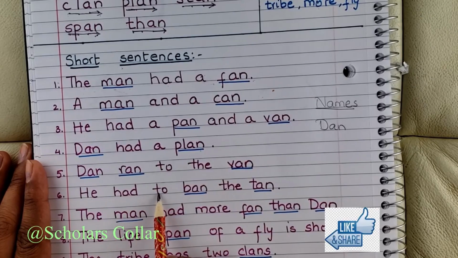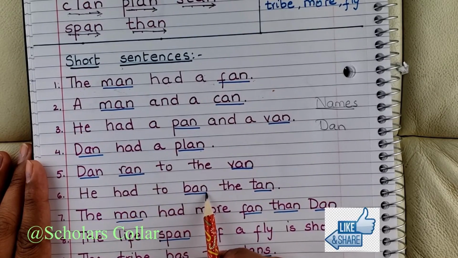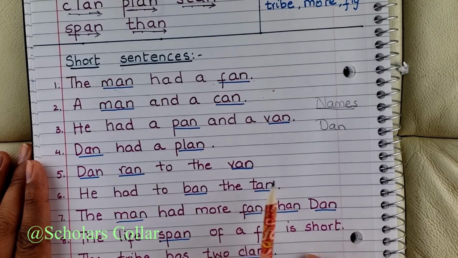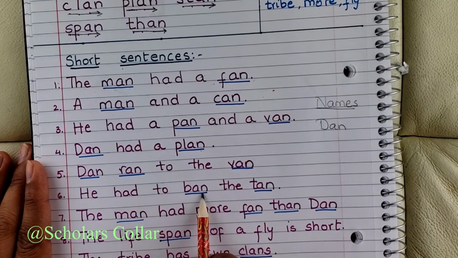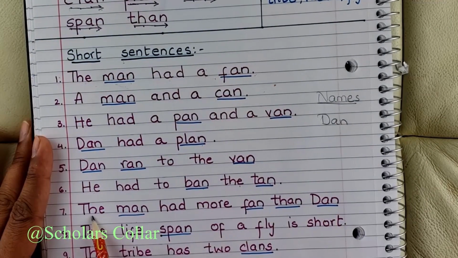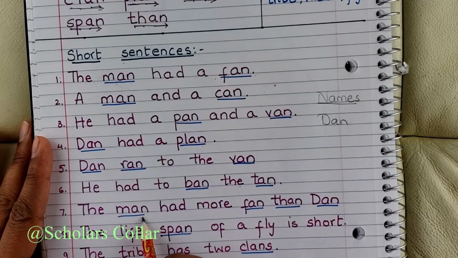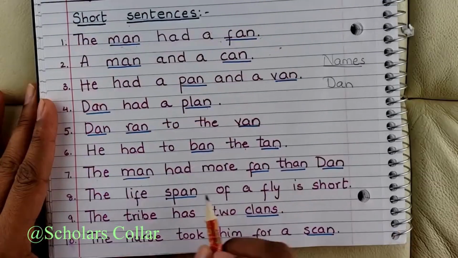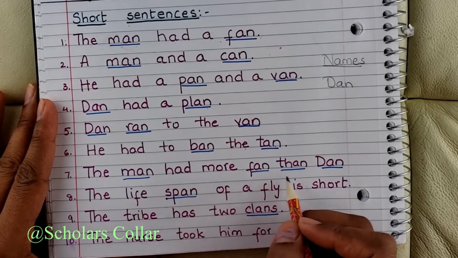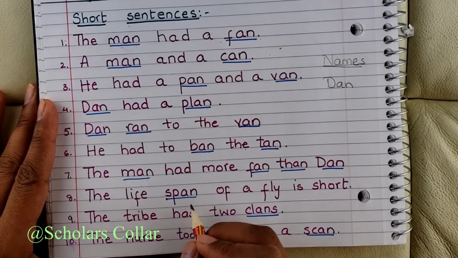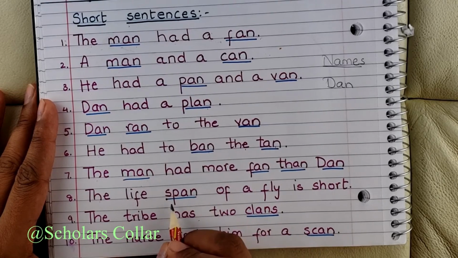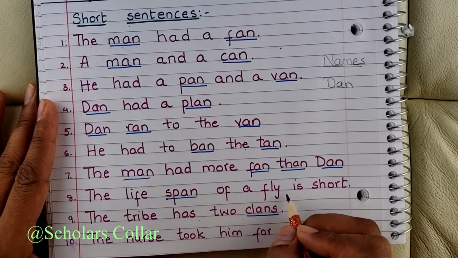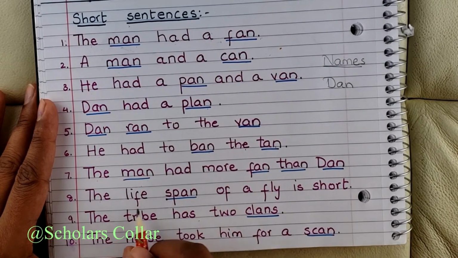He had to b, an, ban the t, an, tan. He had to ban the tan. The man had more f, an, fan than d, an, Dan. The man had more fan than Dan. The lifespan of a fly is short. The lifespan of a fly is short.